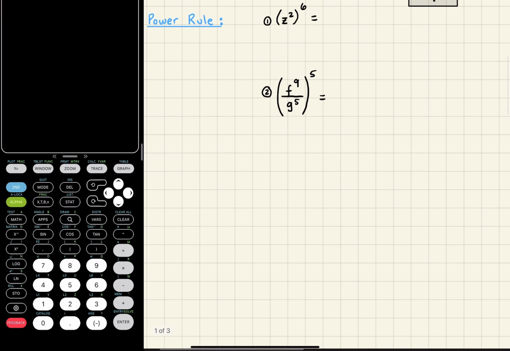Finally, we'll take a look at the power rule here. The power rule is whenever we're dealing with exponents, so we're raising a term to another power. Like we are here, we've got our term and we're raising it directly to another power. What we do here is we keep the base just the way it is, and we multiply the exponents. So this would be z to the 2 times 6, which is 12.